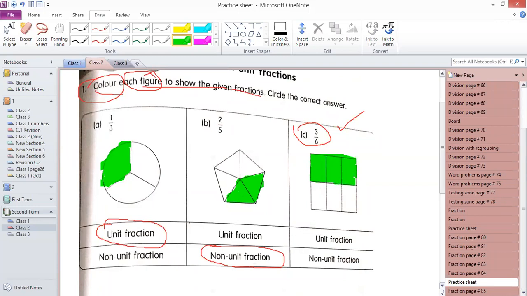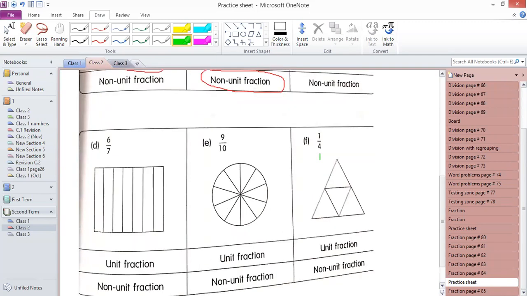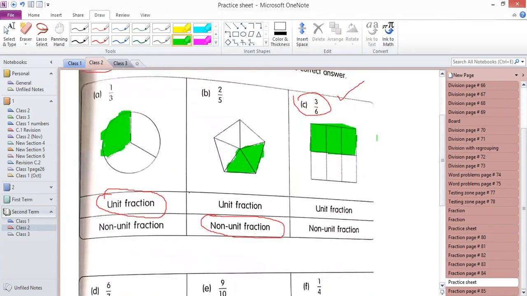Good. Now tell me, 3/6, what do you think? Is it a unit fraction or non-unit fraction? Non-unit fraction. Are you sure? Yes. Good. So guys, the answer here is that we will color 3 parts out of 6 parts because this is 3/6. Now, 3/6 is a unit fraction or non-unit fraction? This is what you have to decide. Answer me in the chat, please.